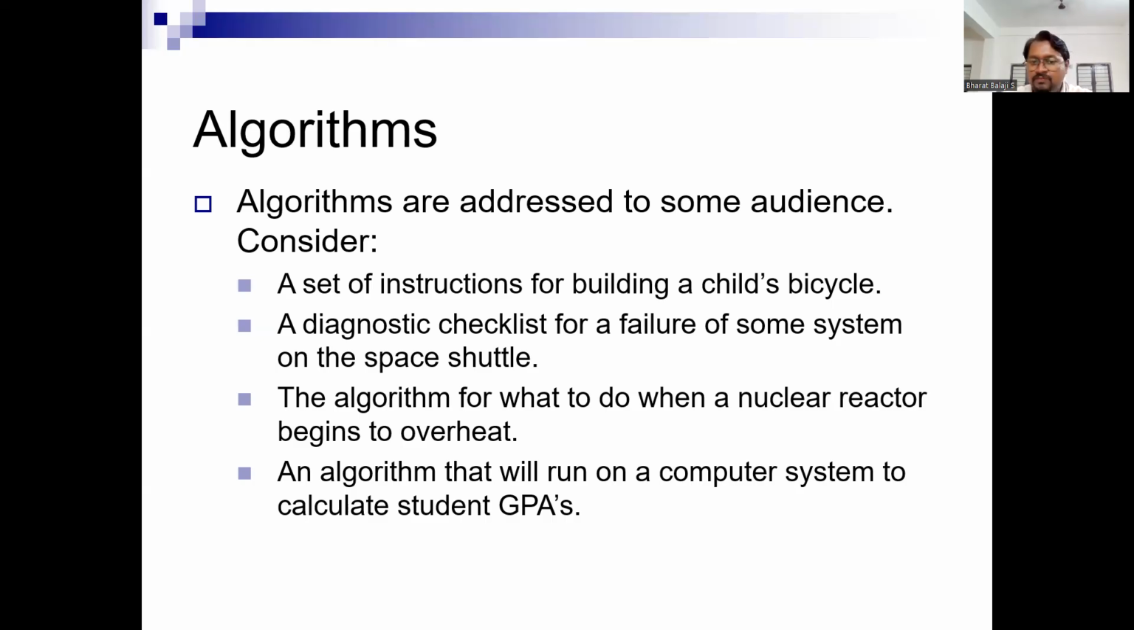And the algorithm for what to do when a nuclear reactor begins to overheat. Whenever the nuclear reactor begins to overheat, what do we have to do? The steps have to be given in a sequence. We have to do this, and this, and this, in a sequence of steps. The sequence is important. Another example is an algorithm that will run on a computer system to calculate a student's GPA.